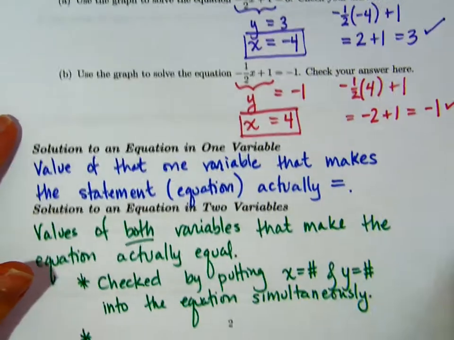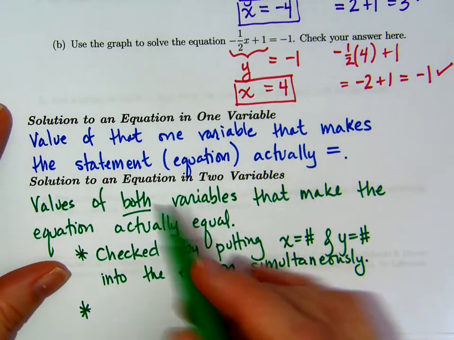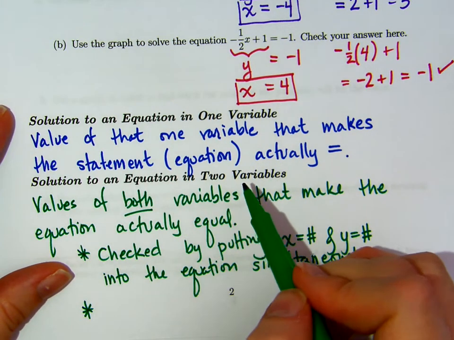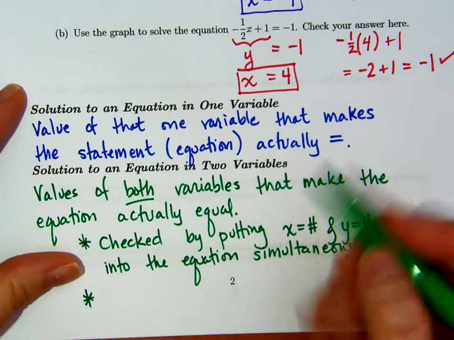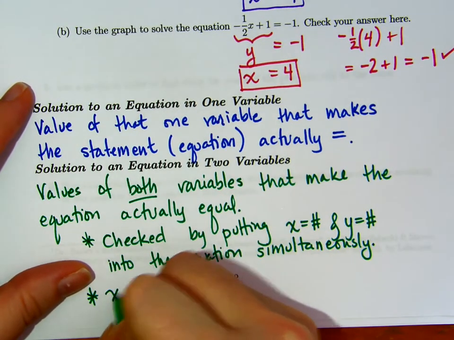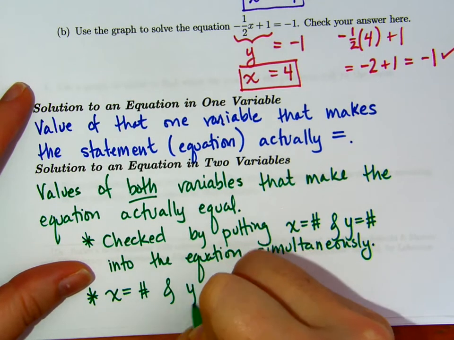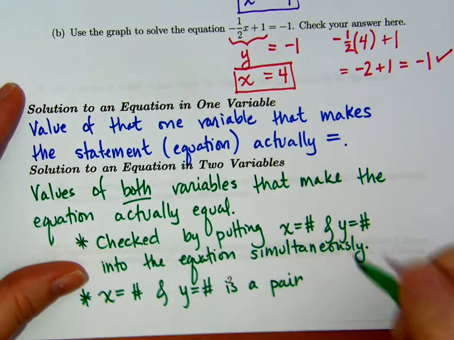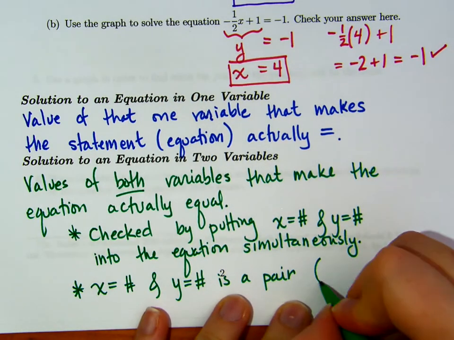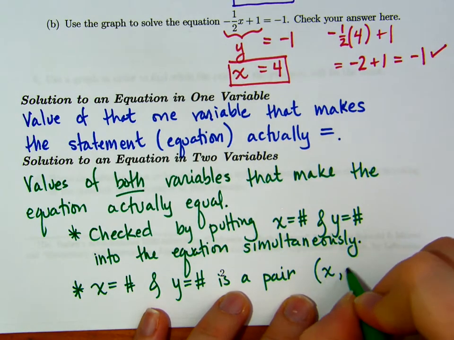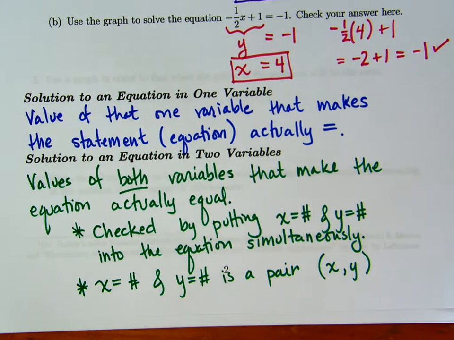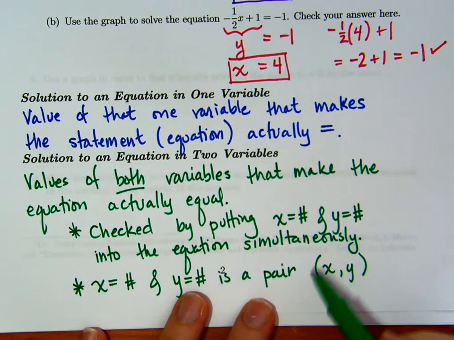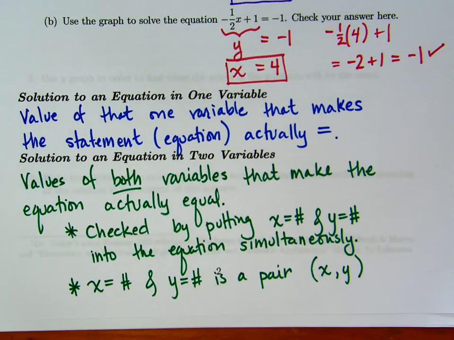I also want to make a quick mention. A lot of times textbooks would say a solution to an equation in two variables is an ordered pair or a coordinate pair. And that's absolutely true. X equals some number and y equals some number is a pair that coordinates together. So we absolutely can write these as a coordinate pair. We could either say when y is this, x is that, or we could say here is the pairing of them together as a solution.